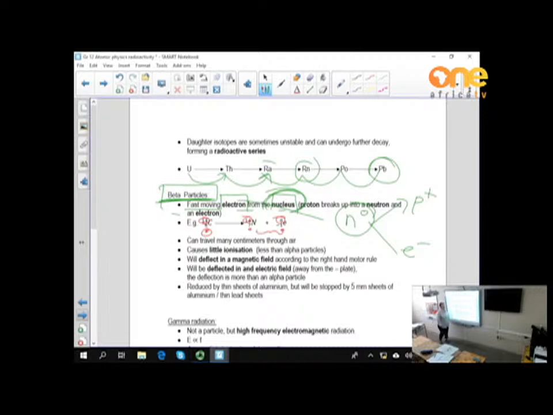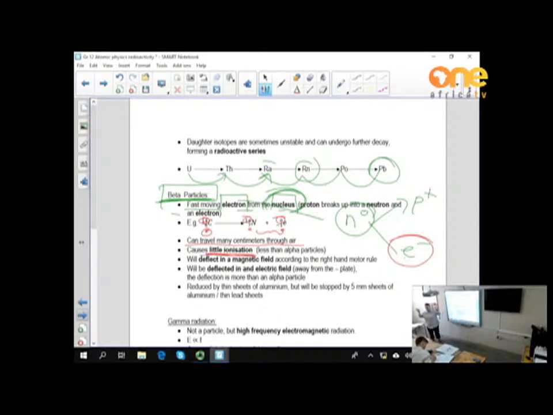Now, this electron, is it a relatively small or large particle? Small. It's very small. It's so small, it almost has no mass. The mass is so little, we ignore the mass. So, beta radiation can travel much further through air. It can travel many centimeters through air. Because it's a very tiny particle, for 2 tiny particles to collide, the chances of that is smaller. So it will cause less ionization.